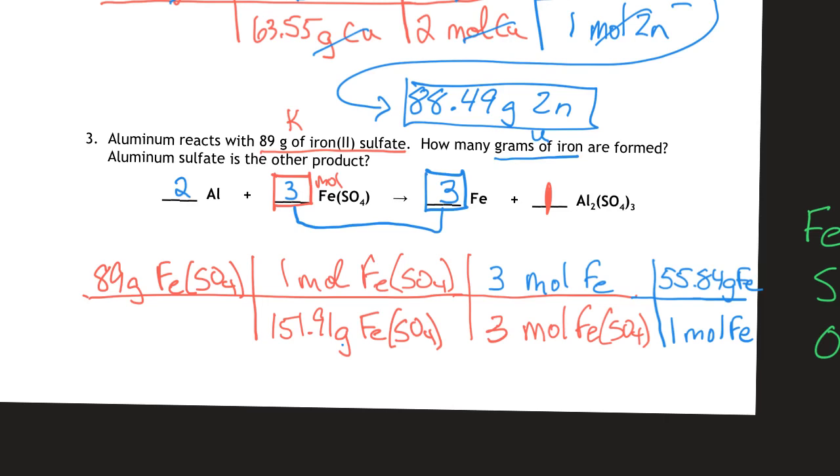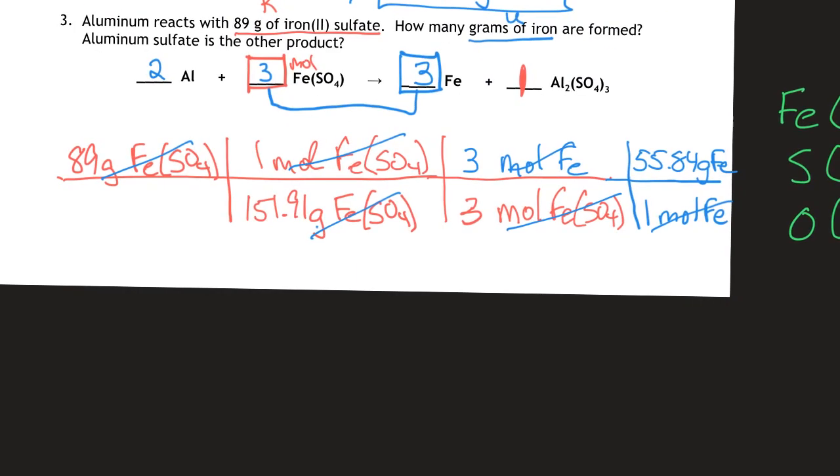My units are canceling off. Goodbye grams, goodbye moles, goodbye mole, and I'm left with grams of Fe, which is what I need for my answer. And I'm going to switch colors and then write my answer down here so you can see it. So when I do my answer, I'm going to look to see I need two significant figures because of my known. So I'm going to round my answer to two significant figures, and that's going to be 33 grams of Fe.